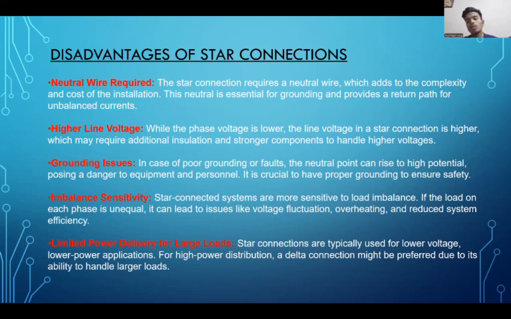In case of poor grounding or faults, the neutral point can rise to high potential. So the star connection has grounding issues, posing a danger to equipment and personnel. It is crucial to have proper grounding to ensure safety.